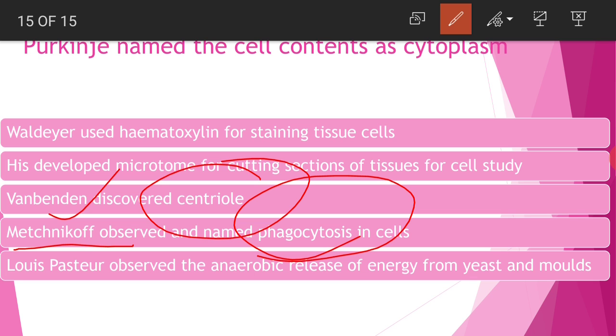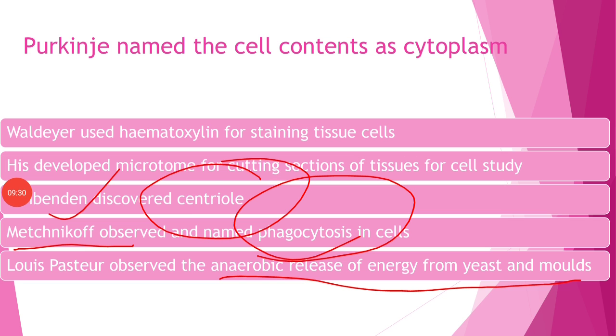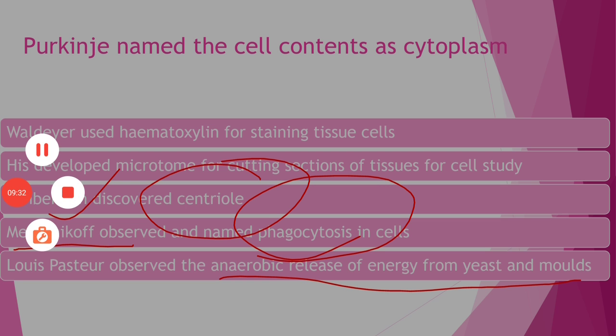Louis Pasteur observed the anaerobic release of energy from yeast and molds. That means this fermentation process was observed for the first time by Louis Pasteur. Apart from this, there are various cell components observed by various scientists. Porter observed the endoplasmic reticulum. Camillo Golgi observed the Golgi complex, which we already discussed in our previous class. So, this is about the chronological order of cytology and cell biology.